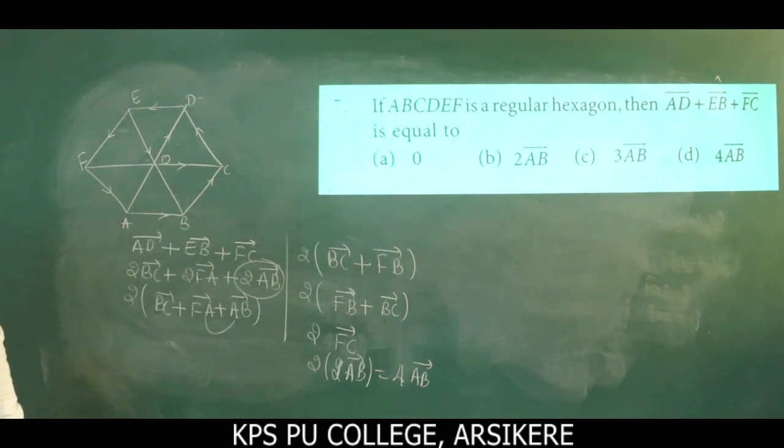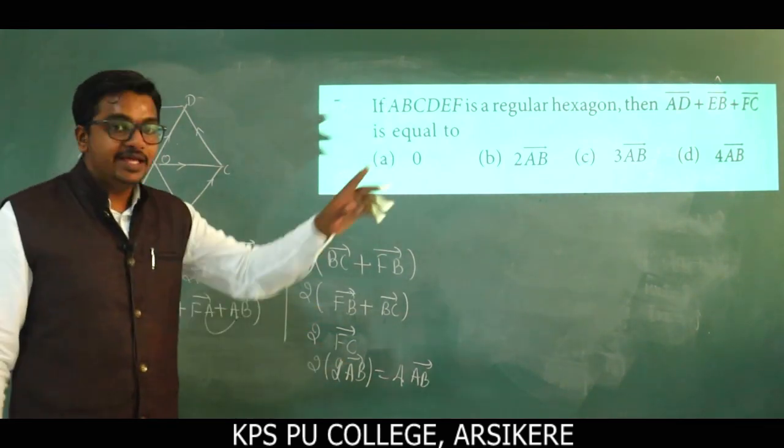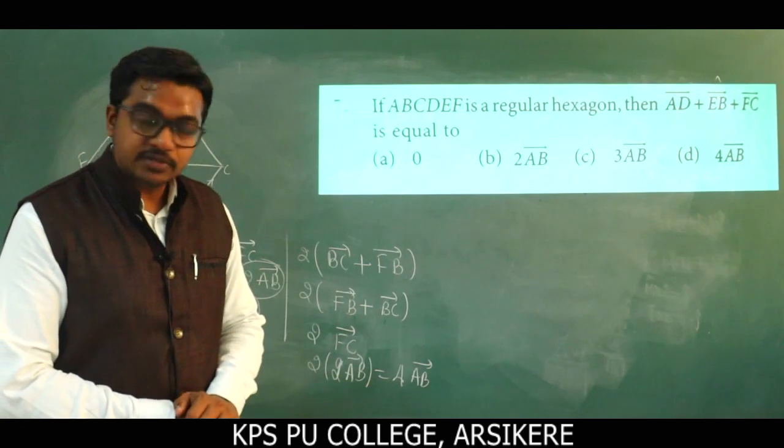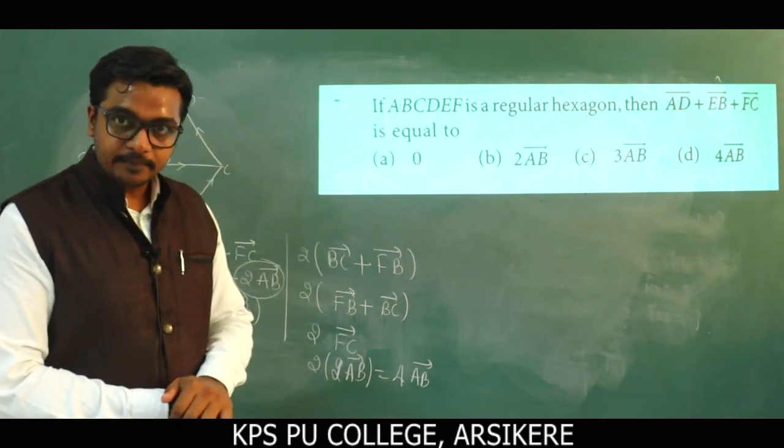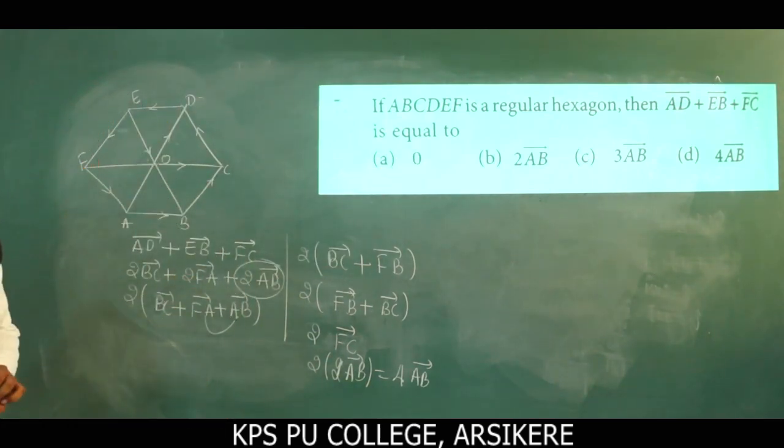This is our answer. Understood, children? So option D is our right answer. 4 times of what? Vector AB. Take a pause and note the things.